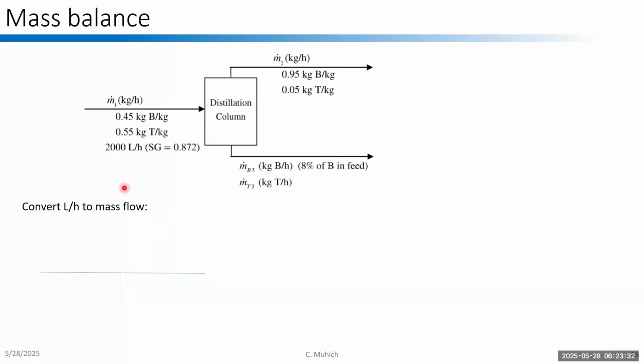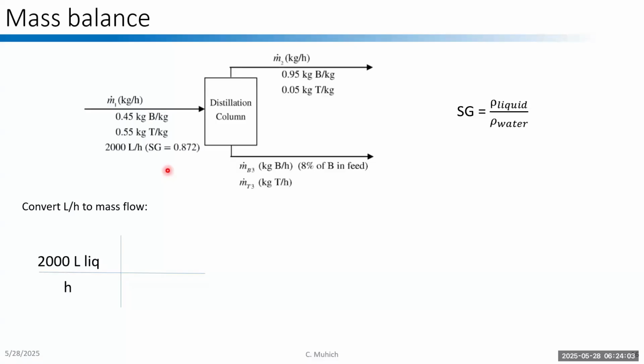I can now convert this 2000 liters per hour into a mass using my conversion table. So I first write down my 2000 liters of liquid, right? So that's what's coming in per hour. I now need a way to convert liters into mass. I can do that via the density, but we don't have a density, we have a specific gravity.